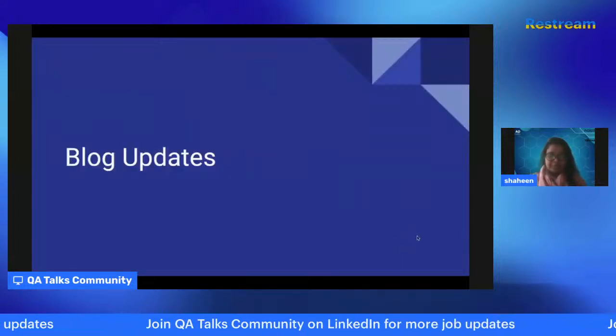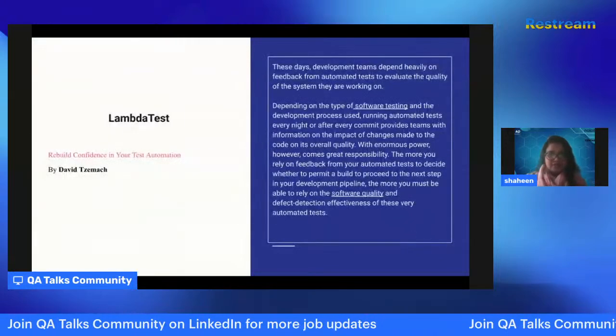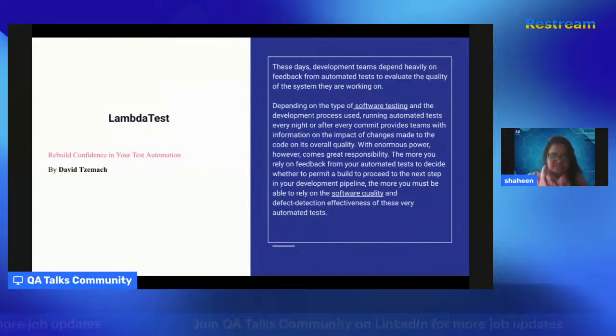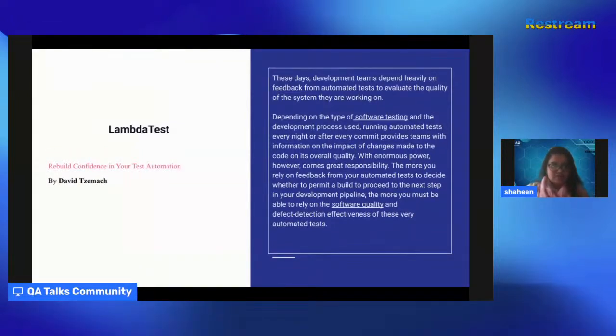blog updates. Lambda Test: Rebuild confidence in your test automation by David. These days, development teams depend heavily on feedback from automated tests to evaluate the quality of the system they are working on. Depending on the type of software testing and the development process used, running automation tests every night or after every commit provides teams with information on the impact of changes made to code on its overall quality.